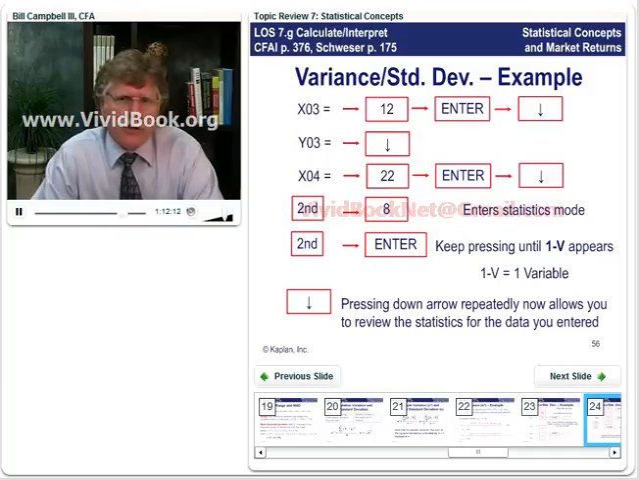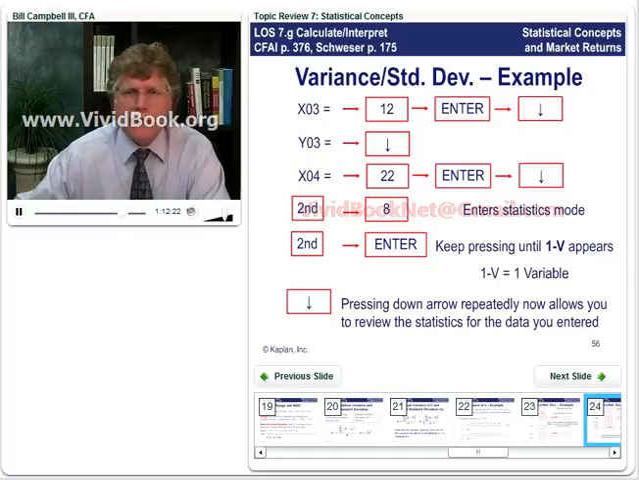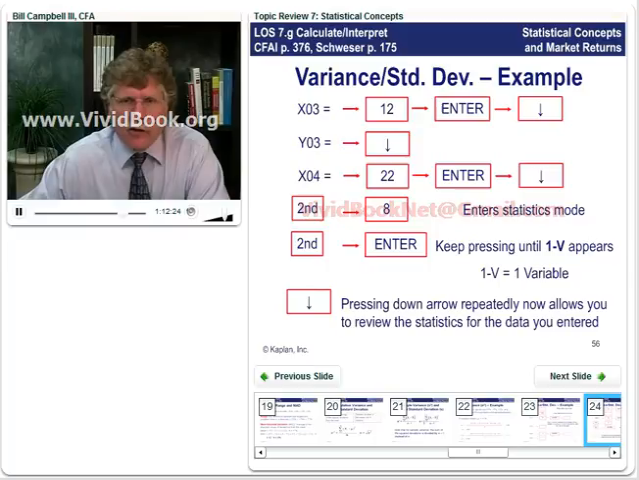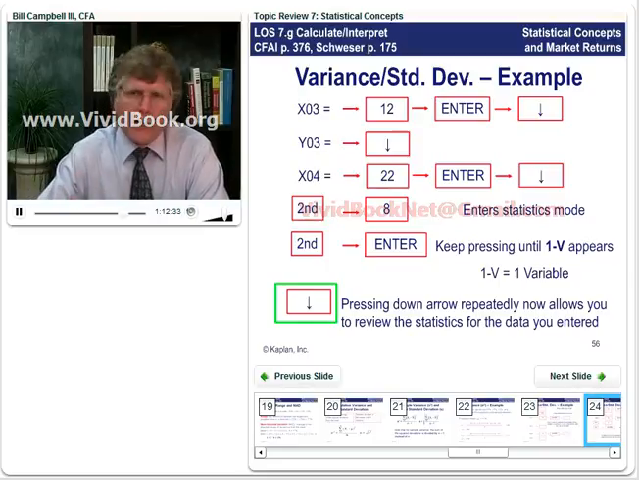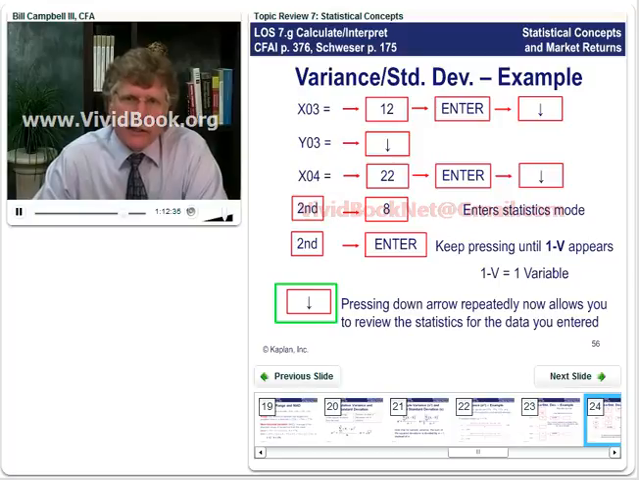It also shows you the sum of all of the x's, so it shows you a sigma x, and it also shows you the sum of all the squares of the x's, sigma x squared. So as you push this last down arrow, that's this one right here, it'll scroll through n and x bar and S sub x and sigma sub x and the sum of the x's and the sum of the x squareds. And if you hit it again, it'll go back to n. It'll scroll through them again.